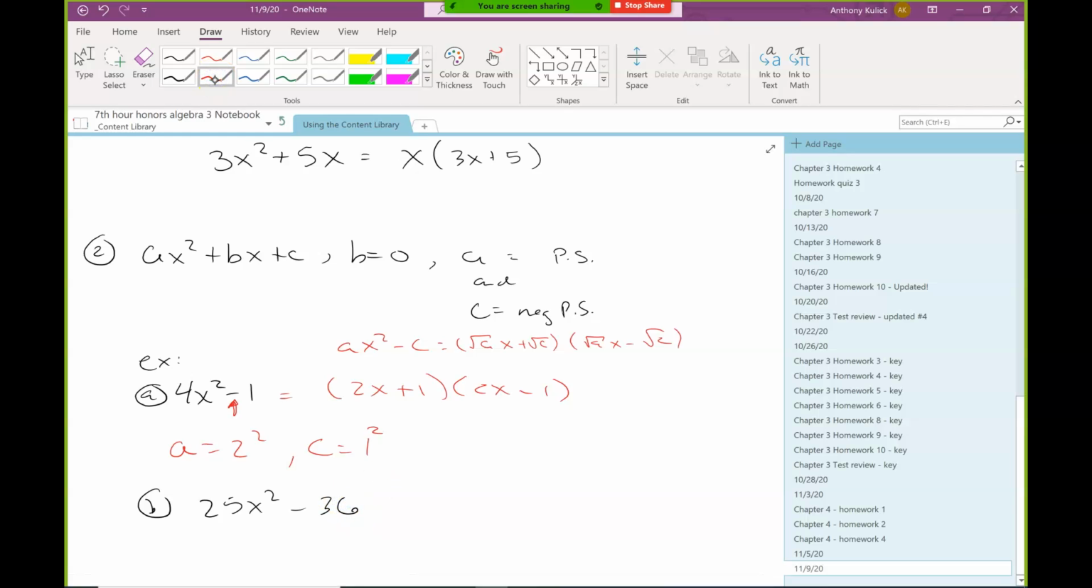About 25x squared minus 36. What does that turn into then? It's the square root of 25 x plus the square root of 36, and then the square root of 25 x minus the square root of 36. I forgot to say x in there, but everybody okay with that?